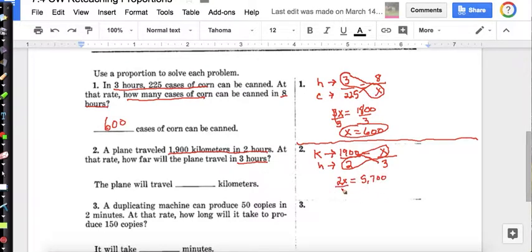The opposite of multiplication is division, so I'm going to divide both sides by 2. 2 divided by 2 is a 1 in disguise, and I'm going to write my answer over here so I don't run into number 3. And 5,700 divided by 2 is 2,850. Now, normally I would put the label. However, when I put the answer here, the label is already there. So 2,850 kilometers. Now, if you feel comfortable, pause the video. If not, just keep watching.